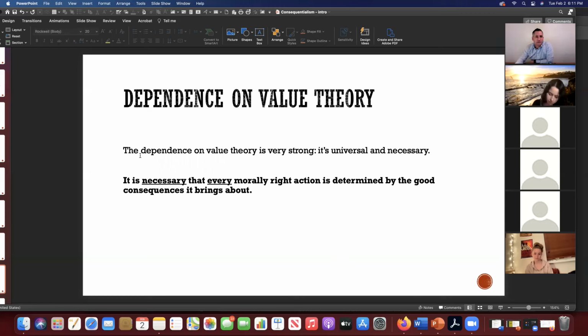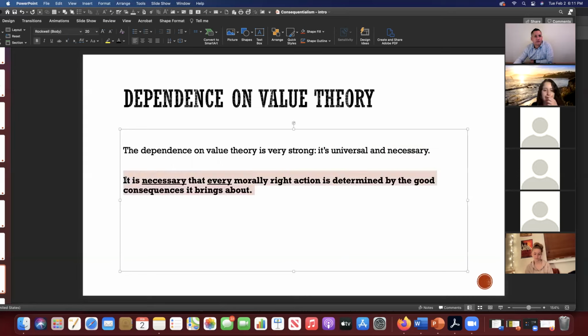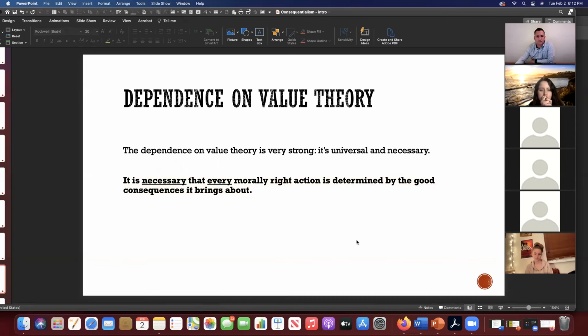So the dependence on value theory, as I've noted, is strong, and the way of capturing the strongness is in terms of universality and necessity. It's necessary that every moral action is determined by the good consequences it brings about, according to consequentialism. So the essence, the nature of a right action, captures the necessity point. And then every, that's the universality, right? Every is a universal term. Every right action is going to be determined by the good consequences it brings about. Other normative ethical theories may have a dependence on the value theory, but it won't be as strong as this. This is the strongest as it gets.